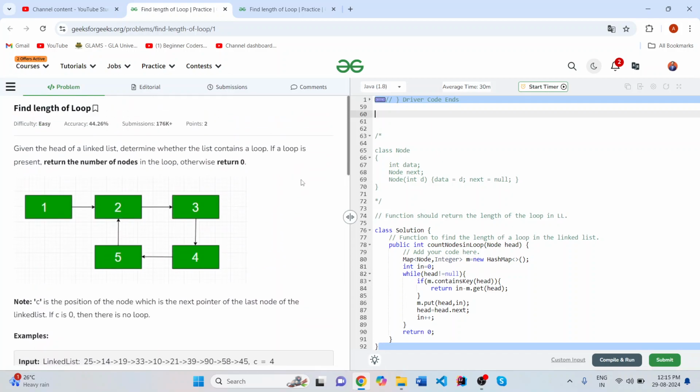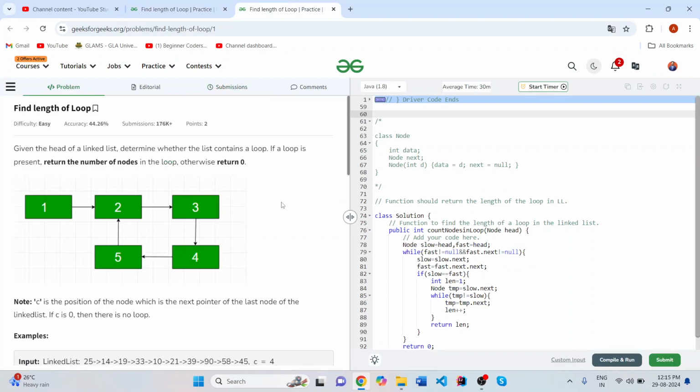We will move to the slow fast pointer approach, that is the Floyd cycle algorithm. So what is this slow fast pointer approach? This approach says to use two pointers. It is the tortoise and hare approach, where we can consider one pointer as slow and another as fast. The slow pointer will move one step and the fast pointer will move two steps.